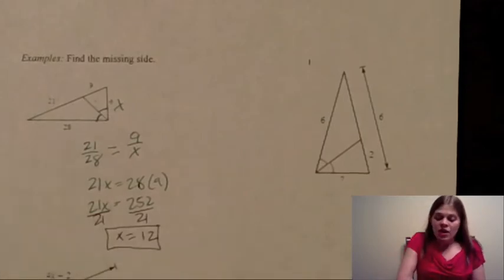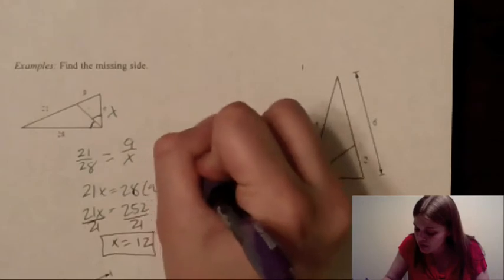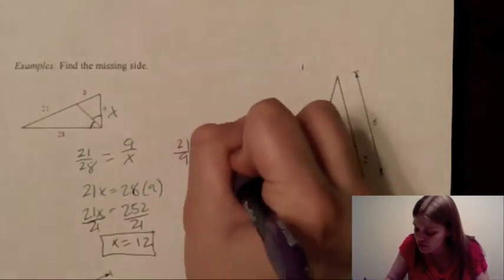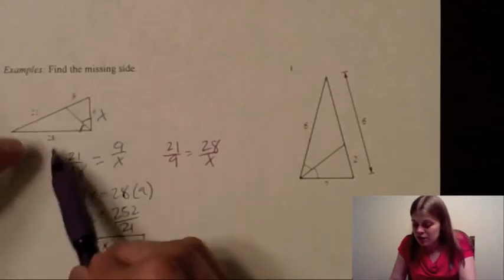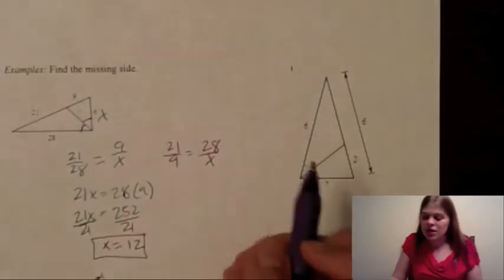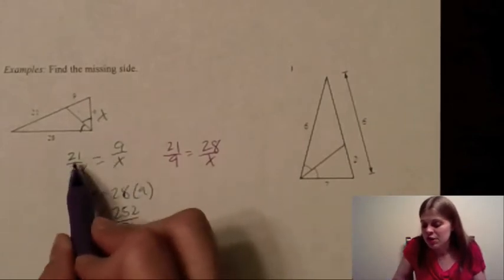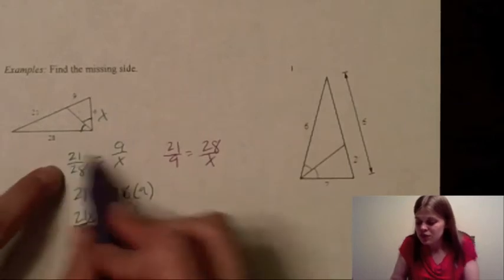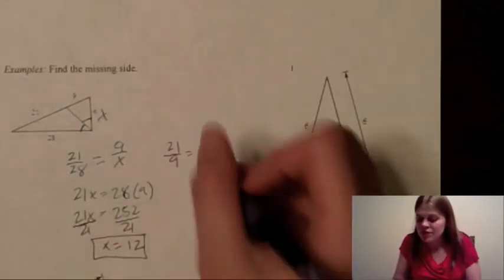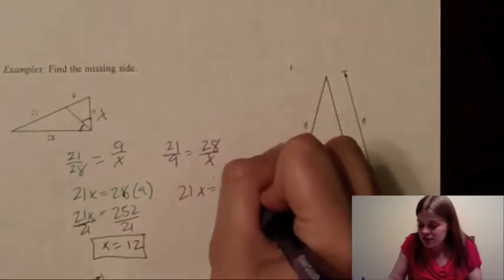Now, I could have also set up my proportion where I did 21 over 9 equals 28 over x. So I could have done the part and the part over the part next to it and the part next to it. Notice that we're using our equivalent proportions that we learned about a couple days ago, where I have top over top equals bottom over bottom. So 21 over 9 equals 28 over x. Notice when I cross multiply, I still get 21x equals 28 times 9.